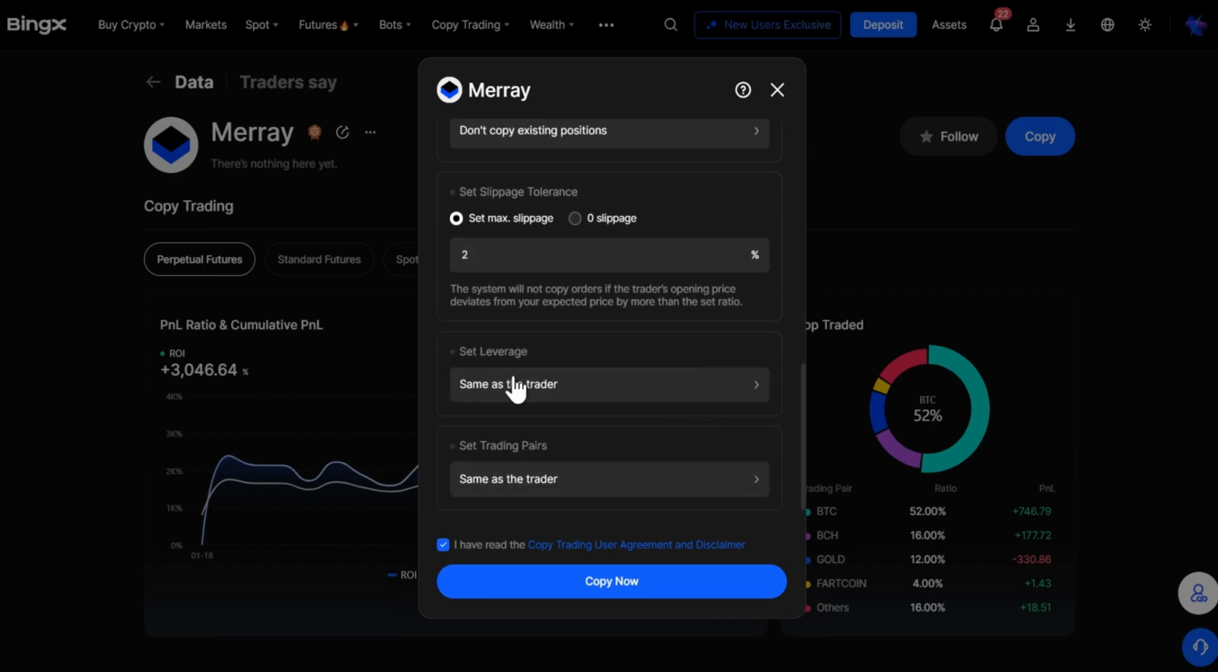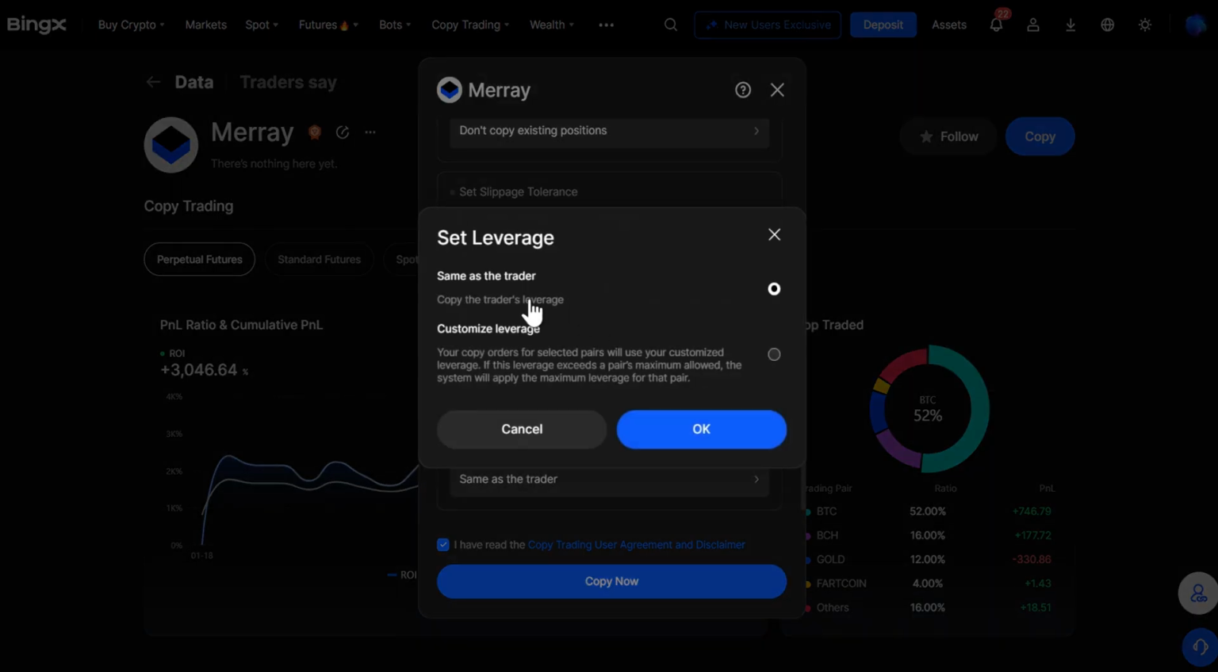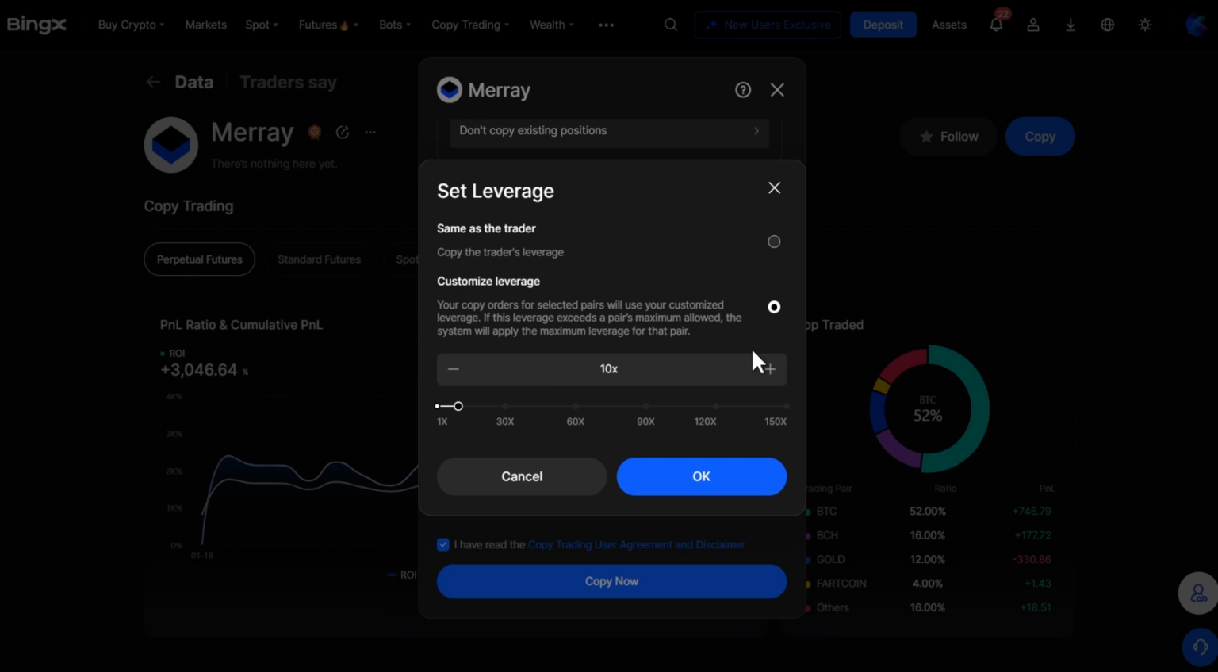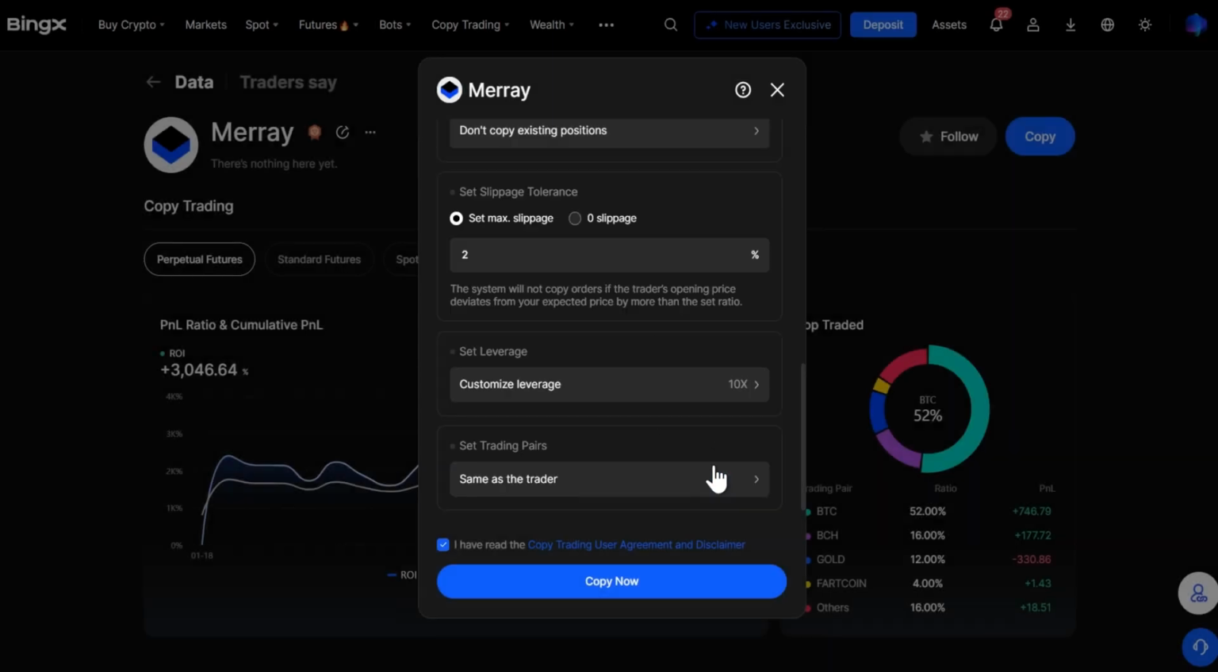Next is setting your leverage. Here you can choose to use same leverage as trader to match their exact leverage, or set your own leverage by using a custom leverage amount. If the trader uses 20 times leverage but you're uncomfortable with that risk, you can set yours to 5 times or 10 times. This reduces your potential profit, but also reduces your risk of liquidation.